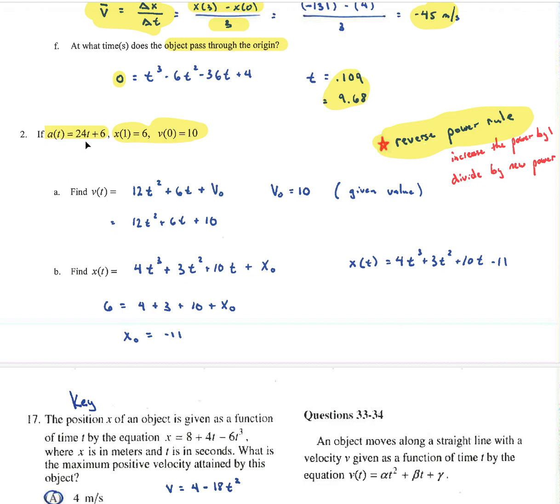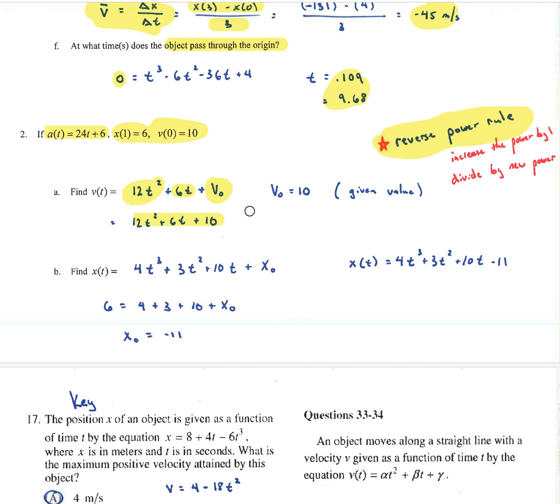So I take 24t and I increase the power by 1 and then divide by the new power, and I get 12t squared. I increase the power by 1 and divide by the new power, and I get 6t, and then plus some v naught. I'm not sure what that is. But look, it says right here, v of 0 is 10. That is telling you that the initial velocity is 10, so this must be 10, and now I can actually write the full-blown equation. Okay?